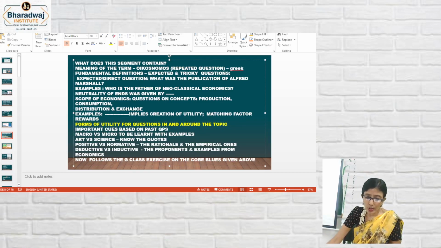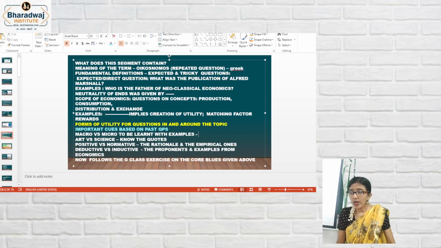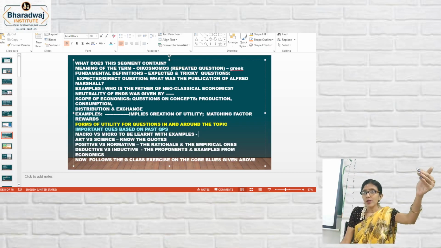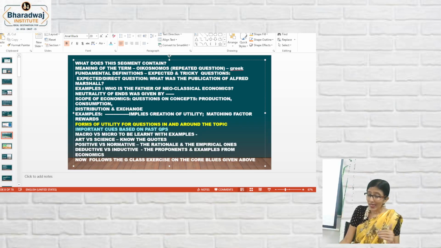Now, some important cues have been collected based on previous question papers, which you have to note here. Macro versus micro, you have to learn it with examples. Please note this. In micro and macro, how they are asking is examples. For example, inflation is a macro concept. Micro and macro have to be learnt with examples. Revise the examples. That is how they are asking.